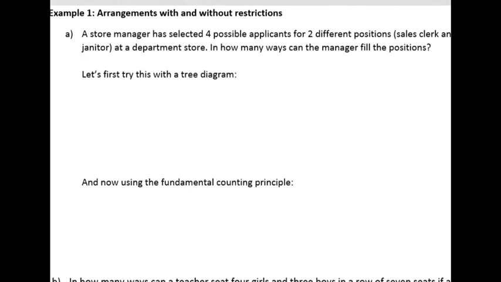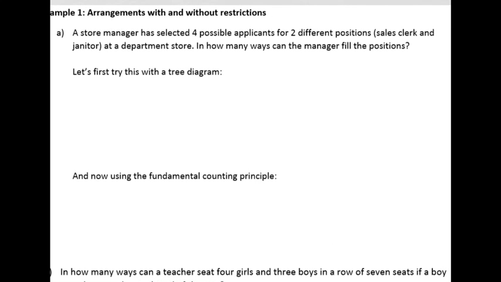Here's some examples of where that happens. So let's say a store manager had 4 possible applicants applying for 2 different positions, 2 distinct positions. Let's just say that those positions are sales clerk and janitor, just to give them a name. And this is happening at some kind of department store like Walmart, I guess. So 2 different positions, 4 people are applying for it. In how many ways can the manager fill that position?